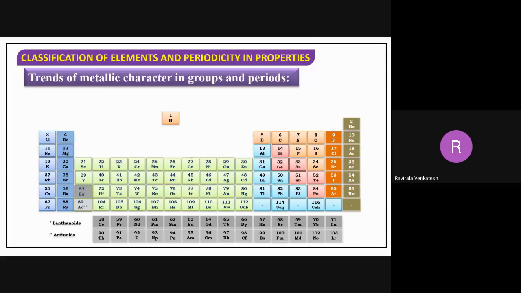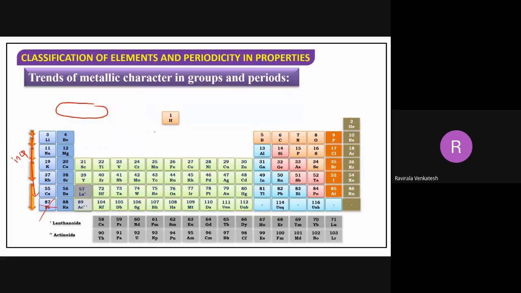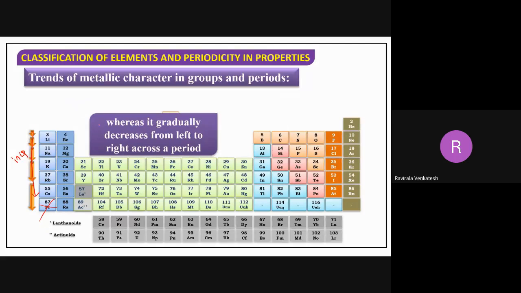Next, trends in metallic character in groups and periods. Observe one thing: down the group, metallic character always increases. For example, lithium to francium, cesium. Leave francium out because it is a radioactive element. So metallic character, what happened? Increase. In any group, if you observe, it will increase. Now for a period, what happened? Down the group, metallic character increases. And in a period, what happened?